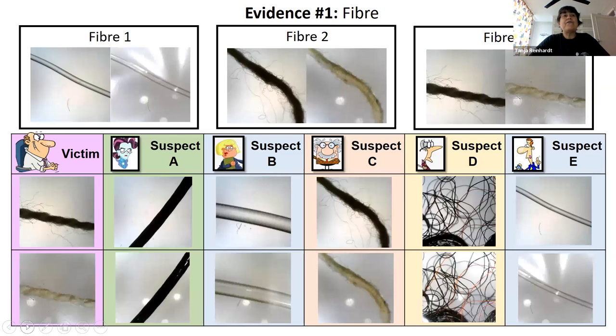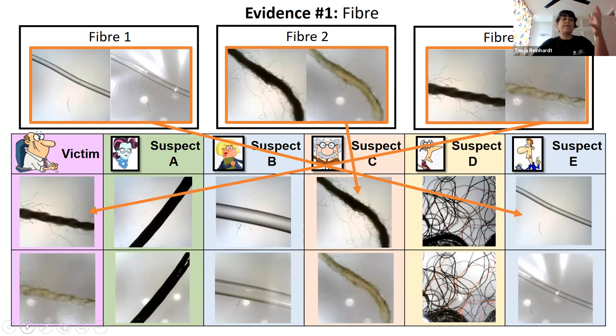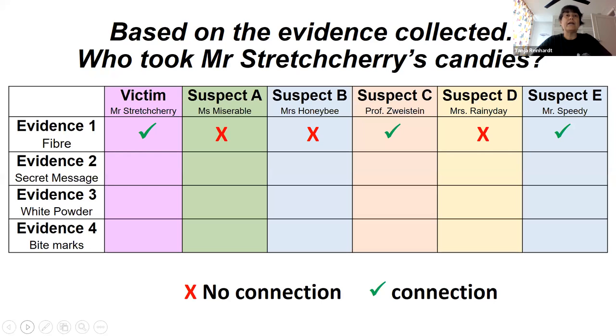The fibers. Fiber one matched, in fact, suspect E's fiber, the fiber that was on the seat. Fiber two matched the one from Professor Zweistein, so he was definitely there as well because he left some fiber at the crime scene. Fiber three, of course the victim must be there as well. A victim can also leave traces behind because he's already in the office. So Mr. Strachery can be connected to the crime scene. Suspect C and suspect E can also be linked to the crime scene.